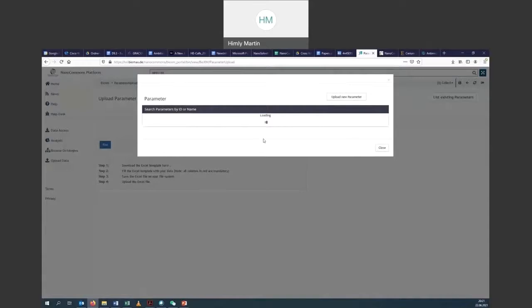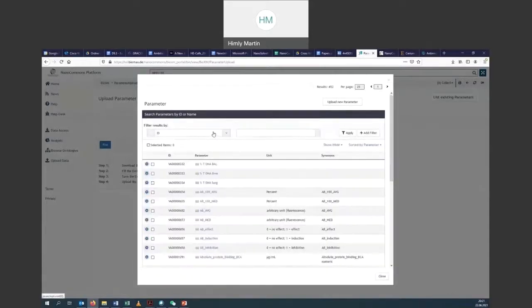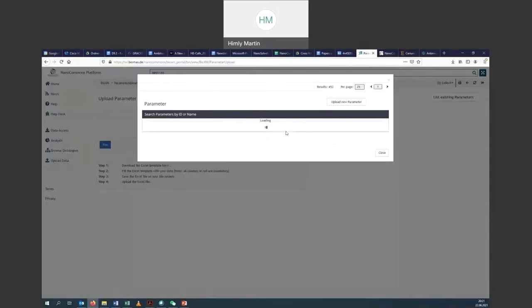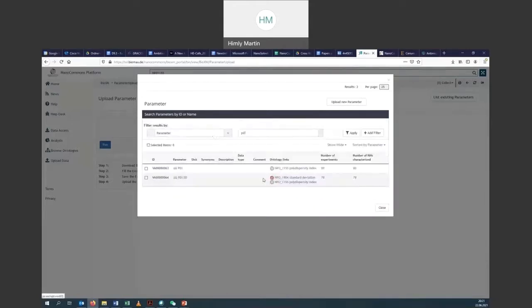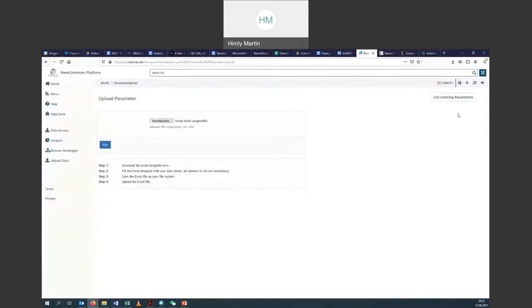What you can do here, in the upload parameters button, is look up parameters that are there. So for instance, if you're interested in ontology terms, you could, for example, look up size. And here you get the ontology term for size, for example, or PDI, the polydispersity index, the ontology term for such type of parameter. So you look up whether the parameters are already deposited. If yes, then you need not define them. If they are not there yet, you can define your own parameters.